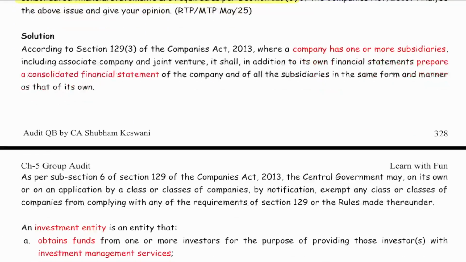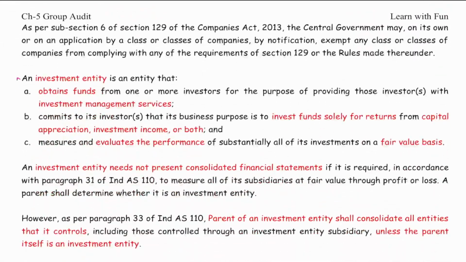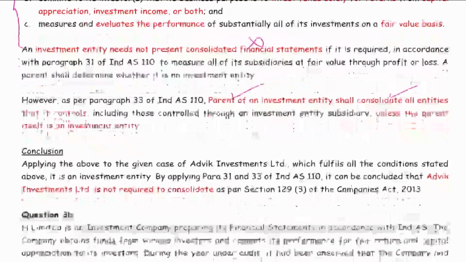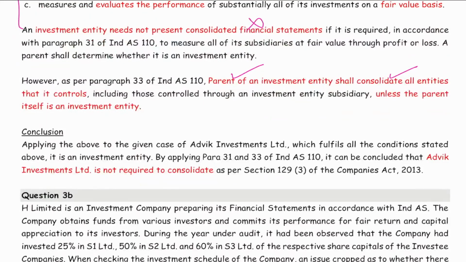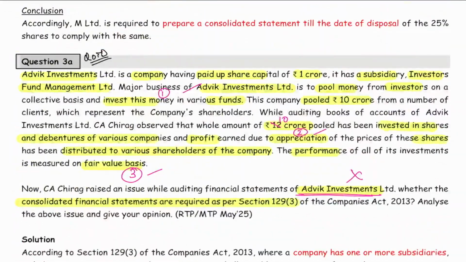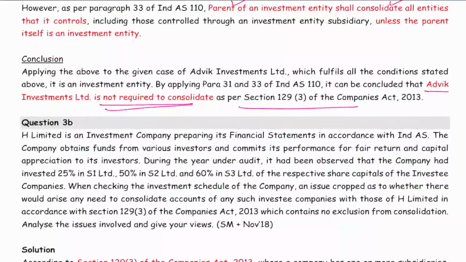The answer is no. So you just need to mention the three conditions of an investment entity. Then say the investment entity is not required to prepare the CFS. But if there is a parent of the investment entity, it will prepare the consolidation unless it is also an investment entity. So lastly, just write Advik is not required to consolidate as per section 129 subsection 3. So this is a revision of the RTP MTP May 25 question. Done. Now after this question, you can try question 3B. It is a similar question and you will enjoy it.